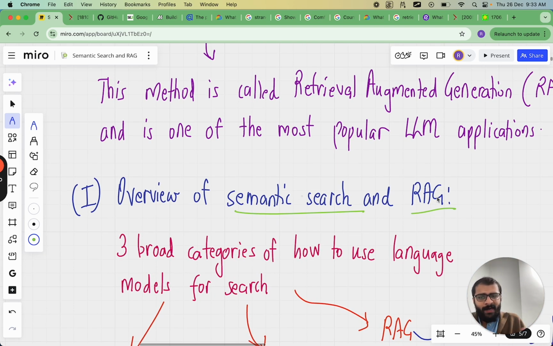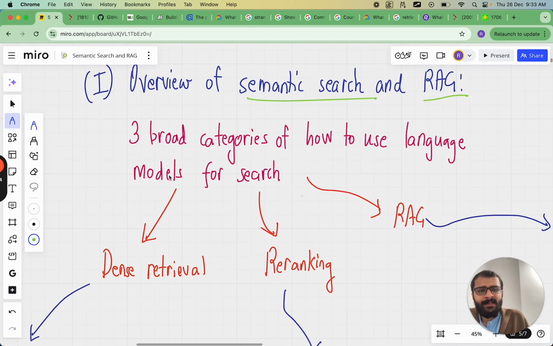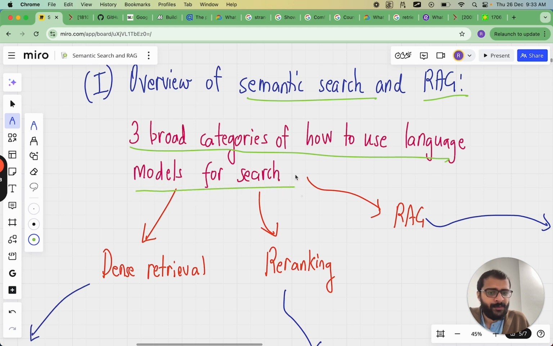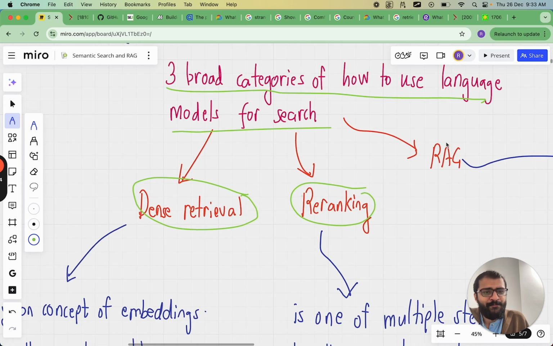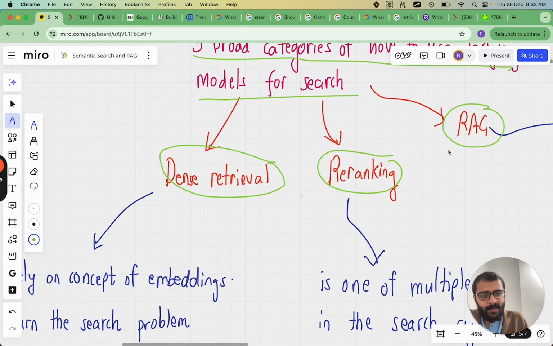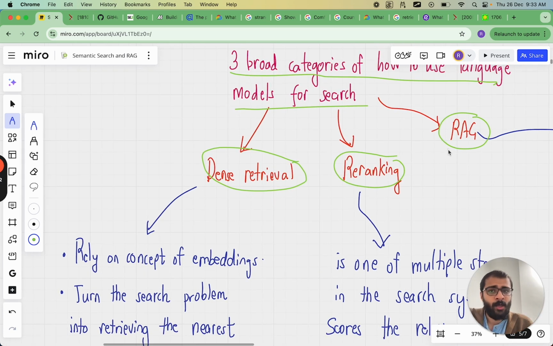So there are a number of categories which need to be covered. Let me talk about those categories. There are essentially 3 broad categories of how to use language models for search. The first category is called dense retrieval. The second category is called reranking, and the third category is called RAG. What we'll be doing in the next set of lectures is understanding the detailed theory of each of these, and not just that, we'll code it from scratch.